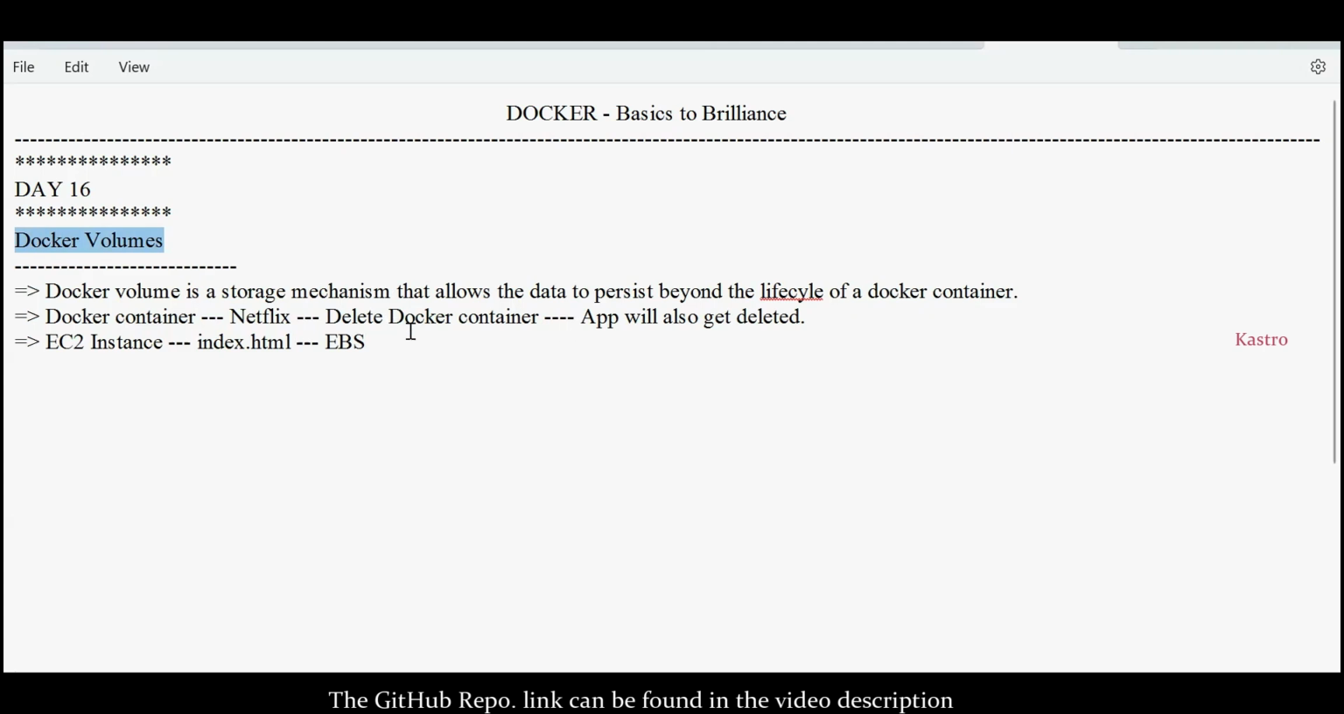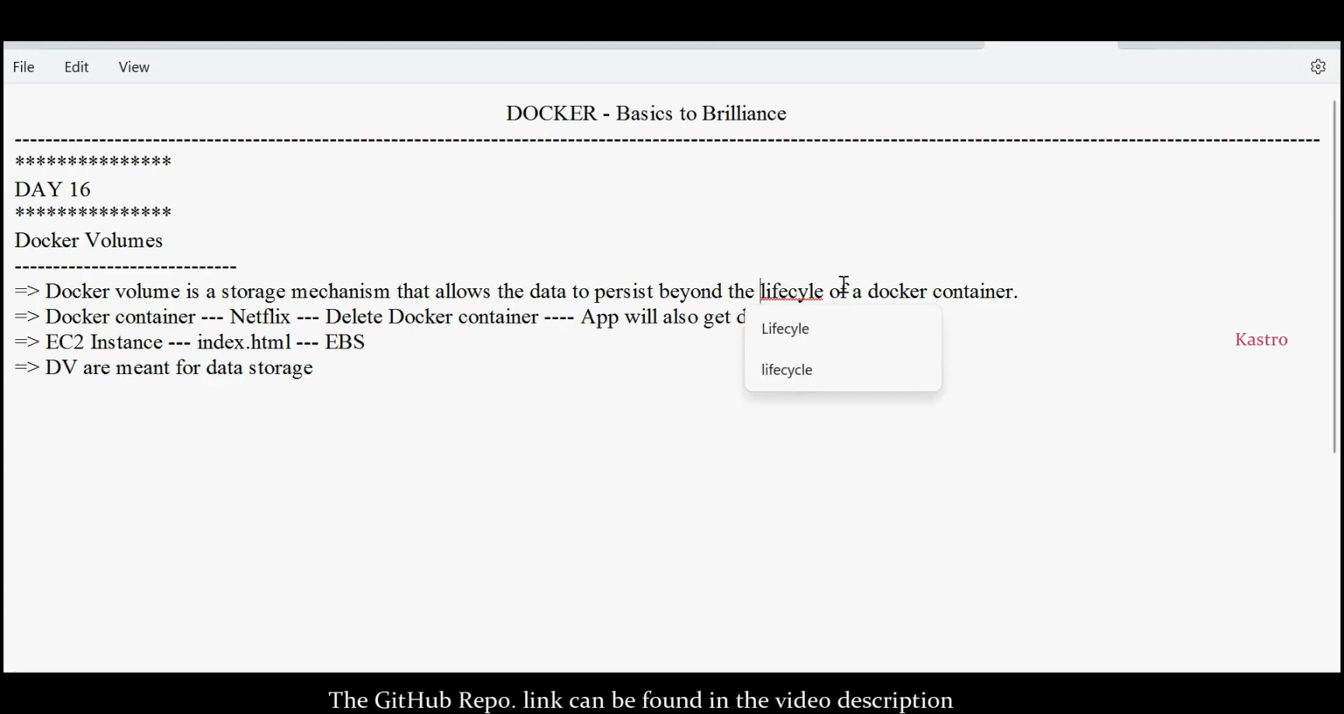So typically speaking, Docker volumes are meant for data storage. I'll keep it as DV, which represents Docker volumes. If you want to store the data, we will use a concept known as Docker volumes. A Docker volume is a storage mechanism that allows data to persist beyond the life cycle of a Docker container.